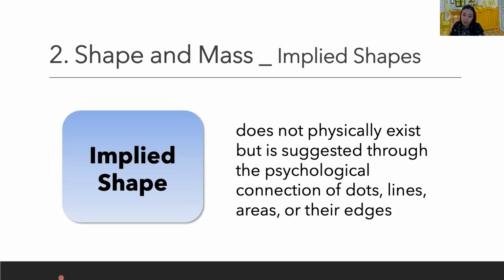And like line, there is an implied shape in art. An implied shape is a shape that does not physically exist, but it is suggested through the psychological connection of dots, lines, areas, or their edges. So let me show you an example.